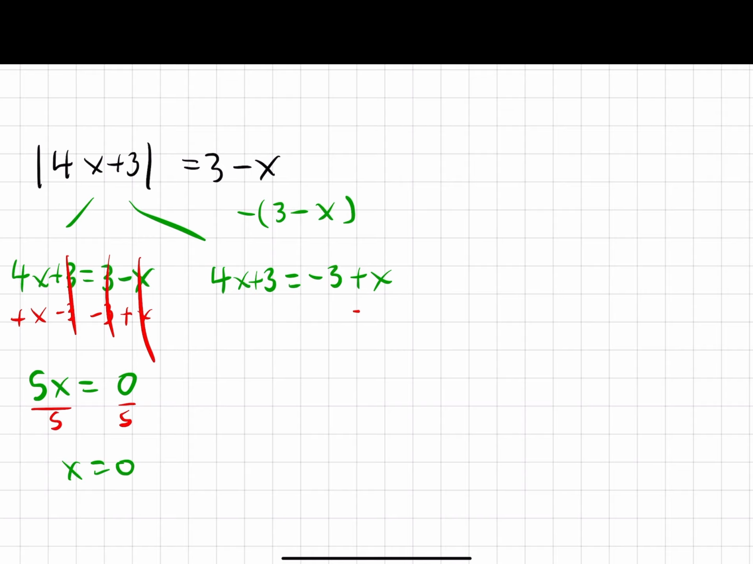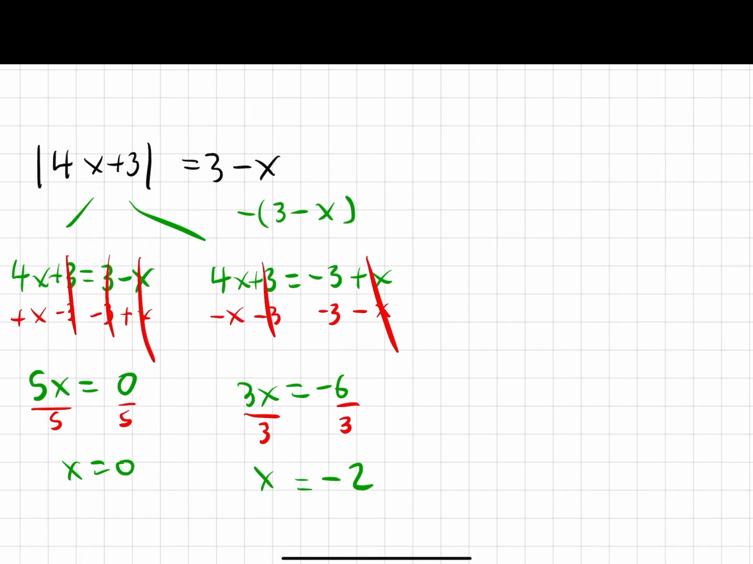And then next, we have 4x plus 3 equals negative 3 plus x. Let's say we subtract x from both sides. So minus 3, minus 3. That's gone, that's gone. I'm left with 3x equals negative 3 minus 3 is negative 6. Divide both sides by 3, and we get x equals negative 6 divided by 3 is negative 2.